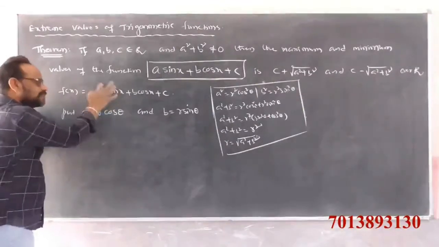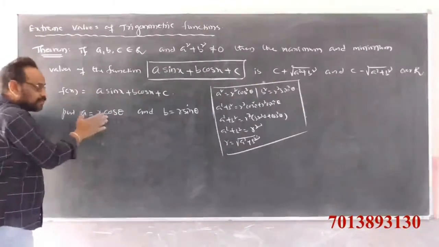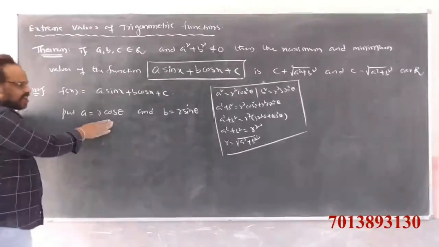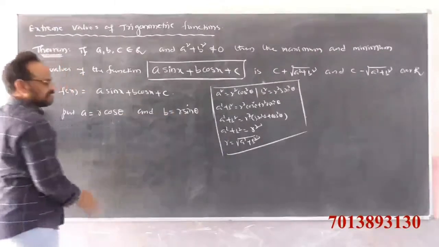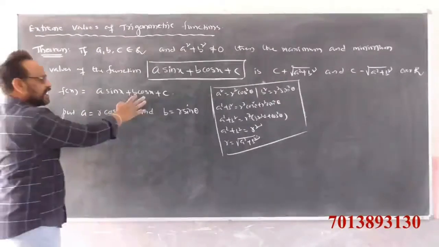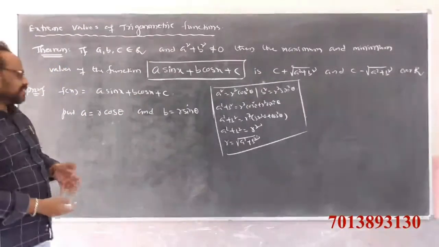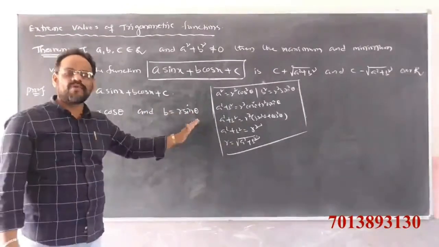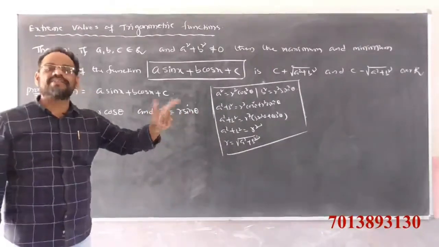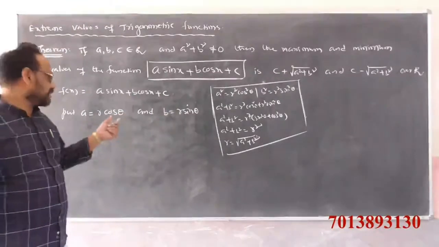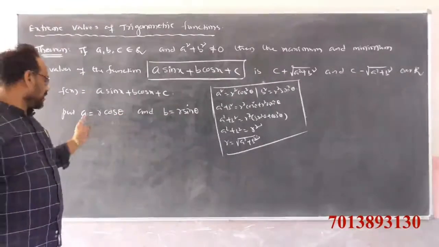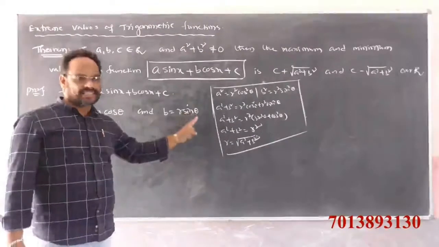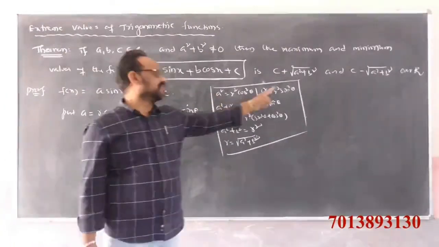Let us assume that a equals R cos theta and b equals R sin theta. By using these, what is the value of R? Eliminate the theta. How to eliminate the theta? Square it on both sides. We get a square equals R square cos square theta, and b square equals R square sin square theta.